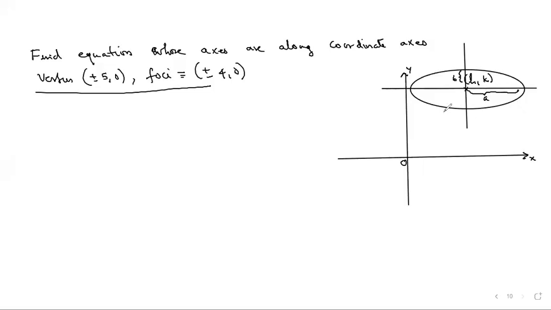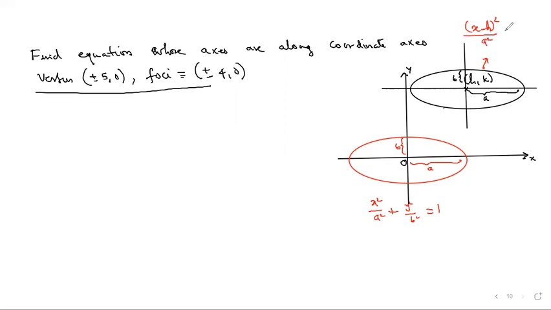What will be the equation of this ellipse? What was the original? If it was like this, what would be the equation? x square upon a square plus y square upon b square equal to 1. Correct, na? In this case, what will be the equation? Instead of x, it will be (x minus h) the whole square, and instead of y, it will be (y minus k) the whole square.